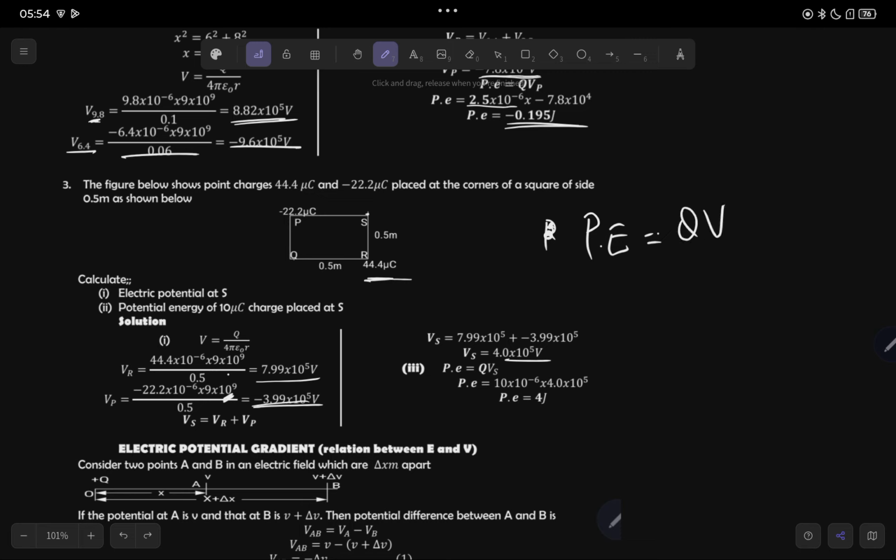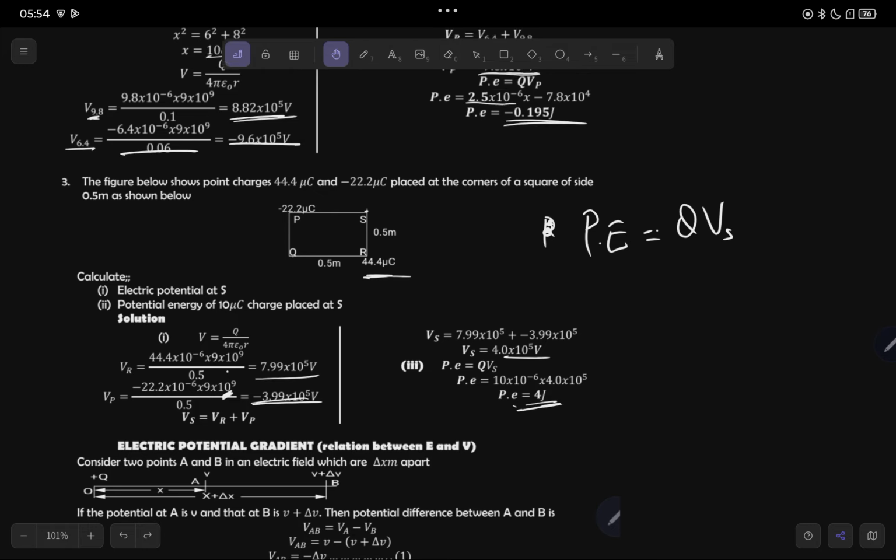Since it is at S, we get the charge we are placing at S times the electric potential at S, and we get the answer as 4 joules.